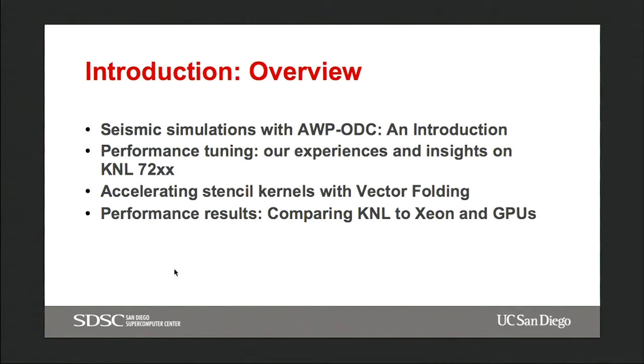So just a quick overview of what I'm going to talk about. Firstly, I'll introduce what the application is, why it matters, and a little bit about the numerics behind it. Then I'll talk about our experiences and the lessons we've learned tuning the application for Xeon Phi 2nd generation. One of the key techniques we use is something called vector folding. So I'll spend a while talking about what that is and evaluating the performance it gives us. And then finally, I'll present some performance results. So we compare the performance mostly to GPUs, but also to Xeons, and a little bit of a comparison across different models of the Xeon Phi. So that's a quick overview.